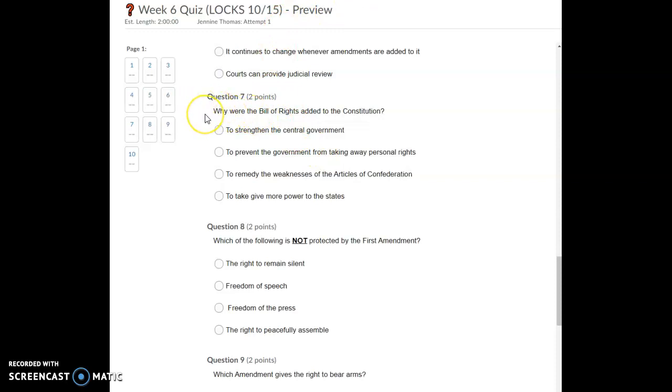Question number 7. Why were the Bill of Rights added to the Constitution? To strengthen the central government, to prevent the government from taking away personal rights, to remedy the weaknesses of the Articles of Confederation, to give more power to the states.